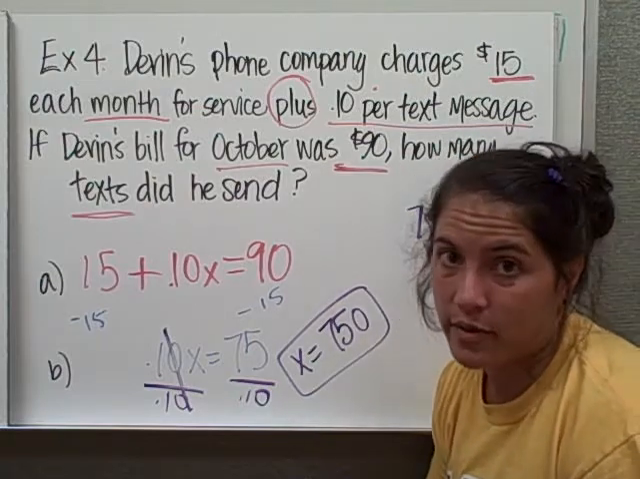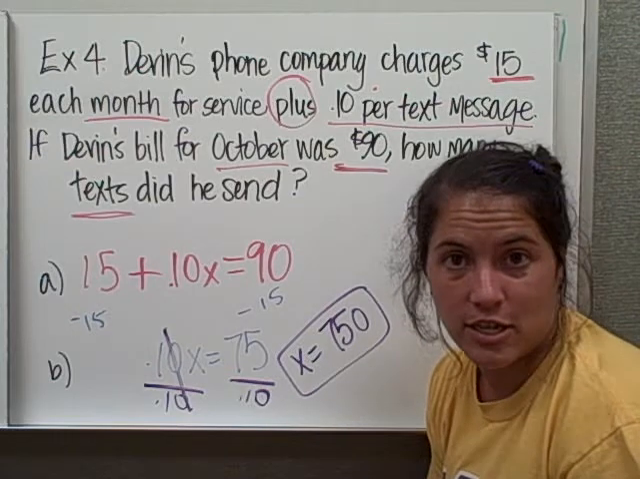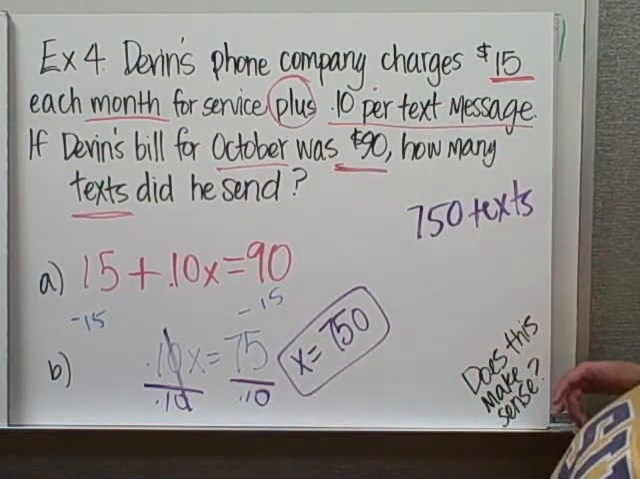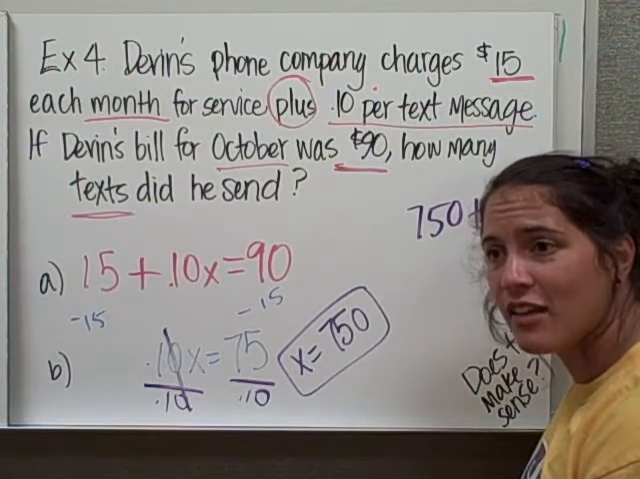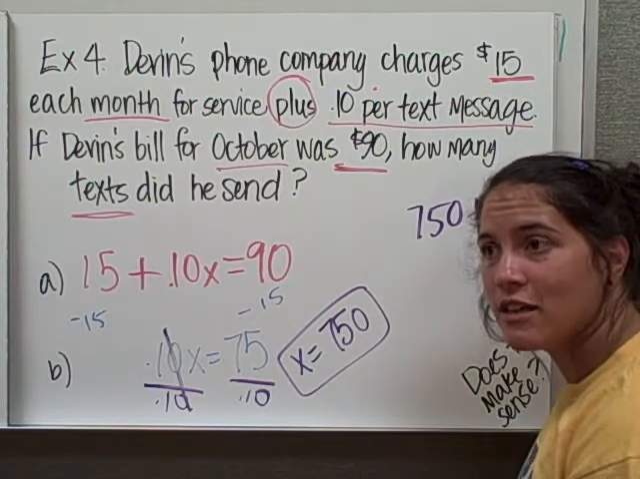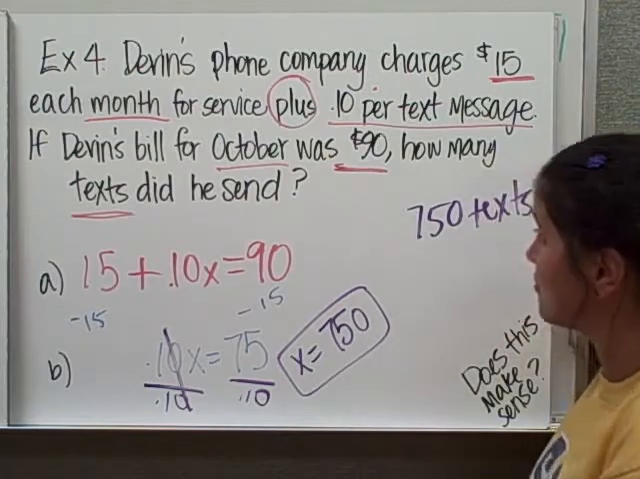To me, that seems a bit ridiculous, but I'm not a teenager, so does this make sense? Y'all tell me, does 750 texts even make sense? I just can't even fathom sending 750 texts. But I guess it's true. I got this.